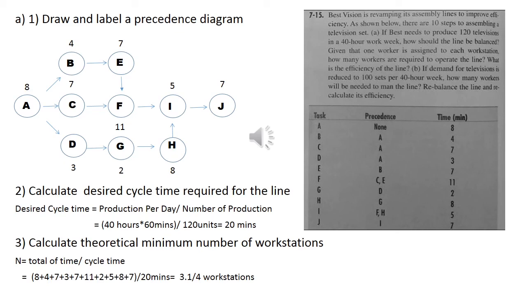After that, we need to calculate the theoretical minimum number of workstations. And the formula is total time divided by cycle time. We need to total up the time: 8 plus 4 plus 7 plus 3 plus 7 plus 11 plus 2 plus 5 plus 8 plus 7, then divided by 20 minutes. Then we can get 3.104 workstations.